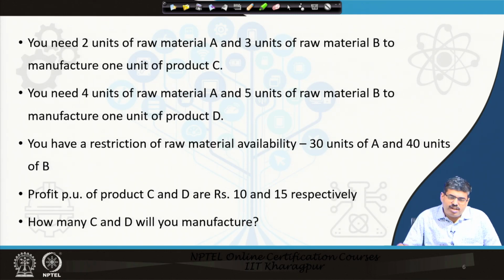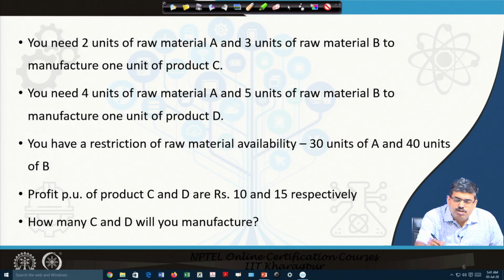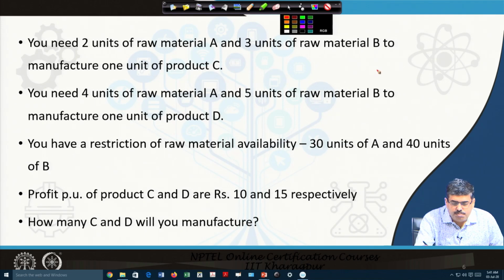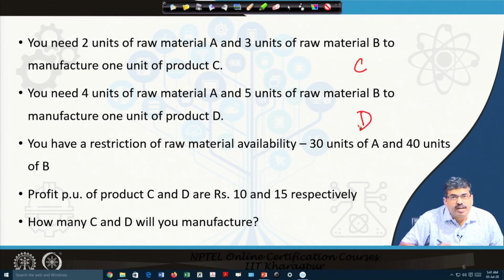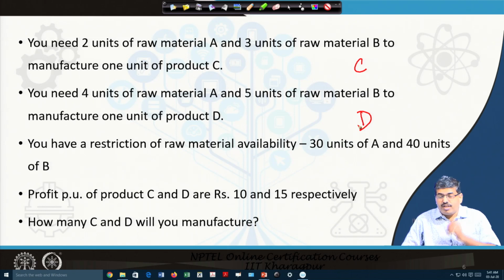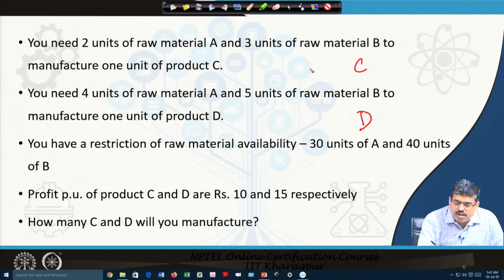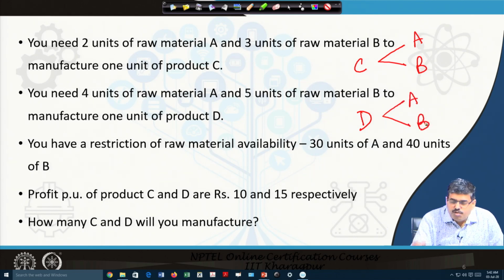You are manufacturing 2 products. You are manufacturing product C and you are manufacturing product D. Okay, 2 products. This is ordinary hand wash, this is a medical use hand wash. Both these products need raw material A and raw material B, right.